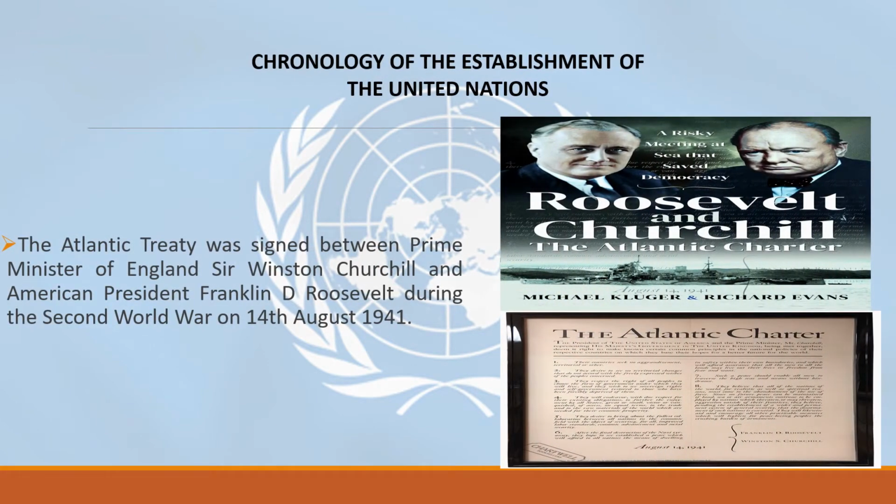Chronology of the establishment of the United Nations. The Atlantic Treaty was signed between the Prime Minister of England, Sir Winston Churchill, and the American President Franklin D. Roosevelt during the Second World War on 14th August 1941. According to this treaty, a decision was taken to set up a permanent mechanism to establish international security after the Second World War was over.